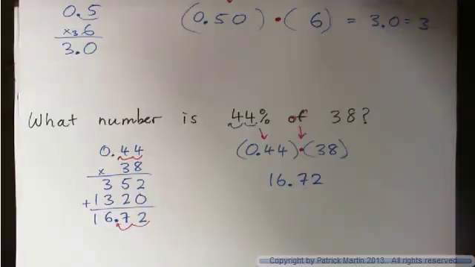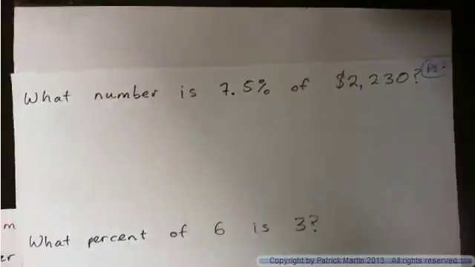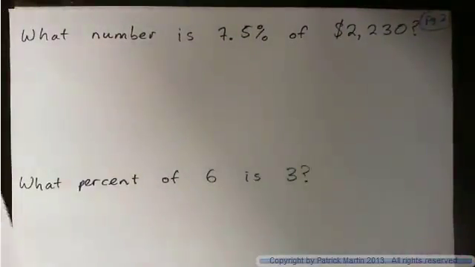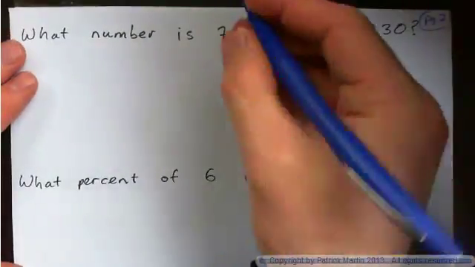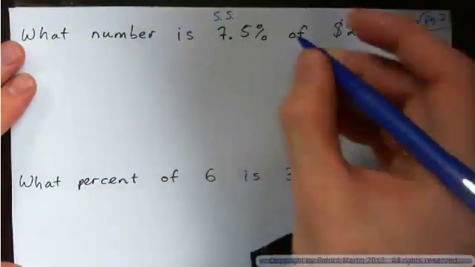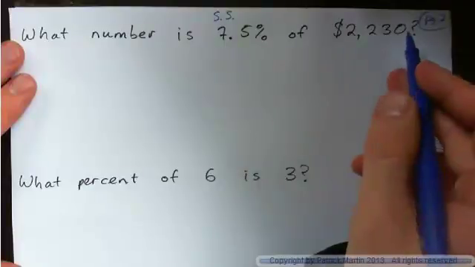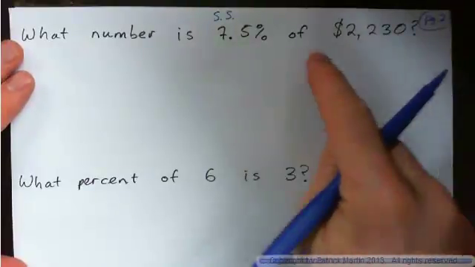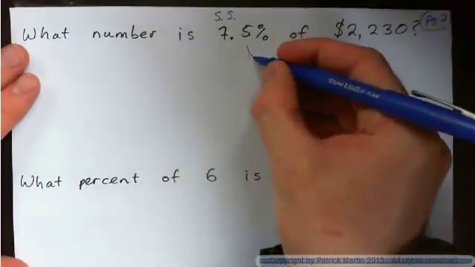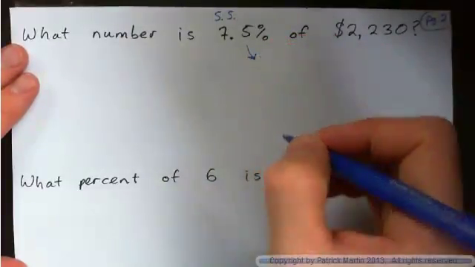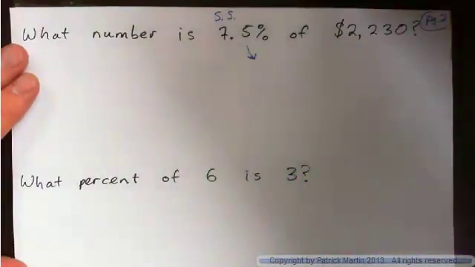So on to page 2. What number is 7.5% of 2,230? Once again, we could think about this as, say, Social Security tax on a monthly wage of $2,230, right? So what would the Social Security tax for the month be for this? First of all, turn this percentage into a decimal. And what do you get?